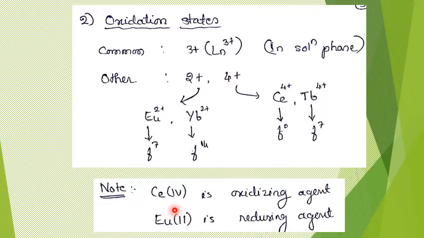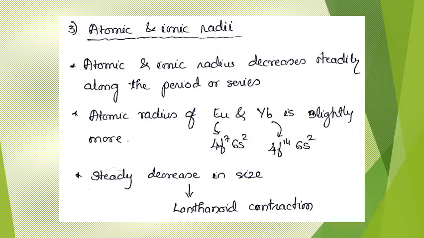So therefore europium can exist in 2 plus oxidation state, that is important, and cerium can exist in 4 plus oxidation state, so that's also important. So these are briefly some important aspects of oxidation states. Now, a third thing that we can look at in connection with the lanthanoid series is their atomic and ionic radii.